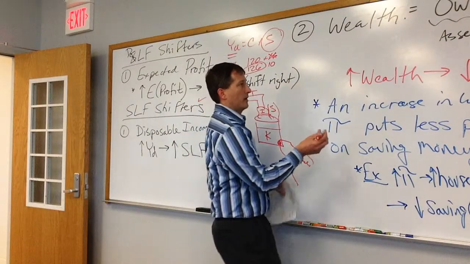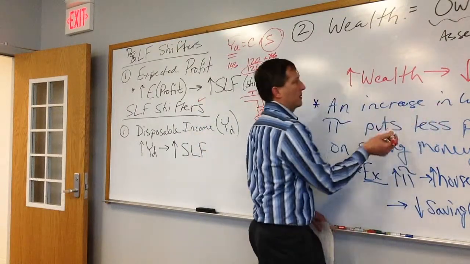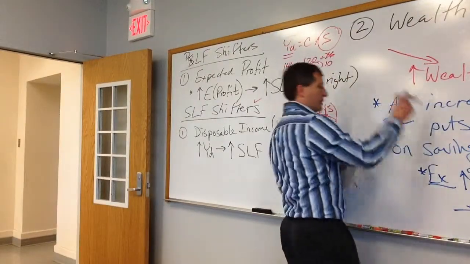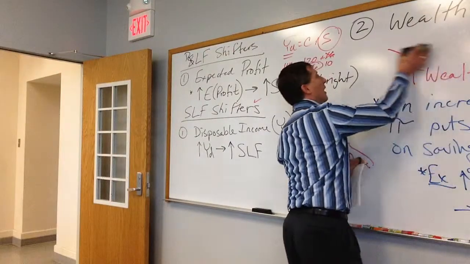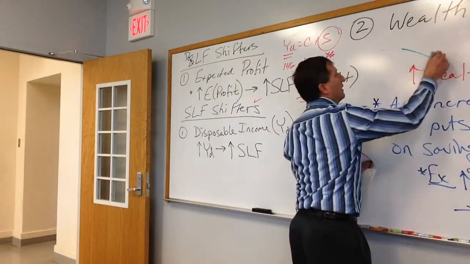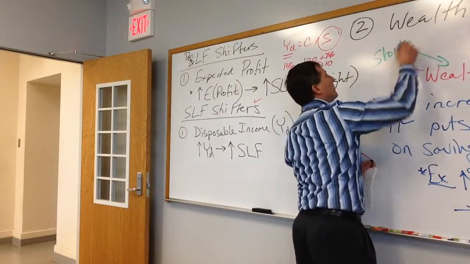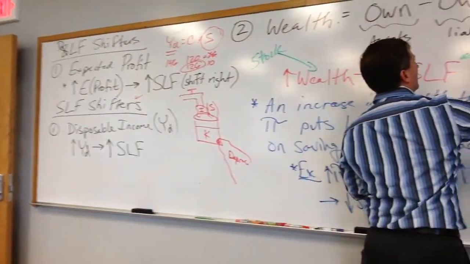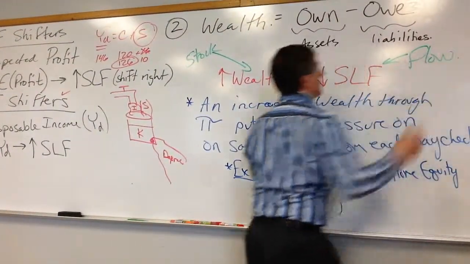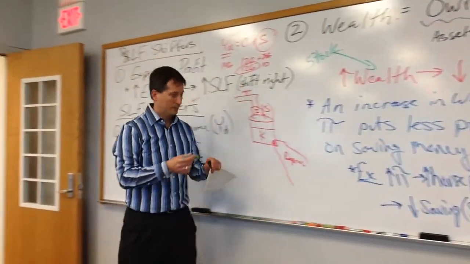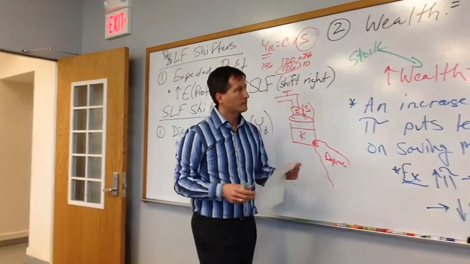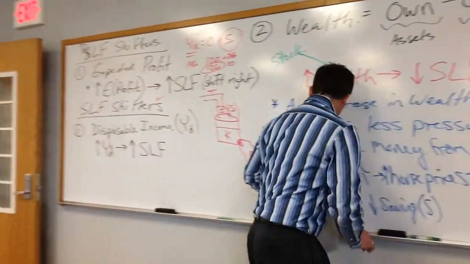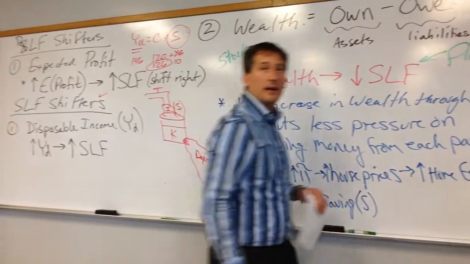And I guess one thing you might want to add in that we talked about is that the wealth again, maybe I should use the green would be appropriate for wealth. Our wealth is the stock variable, and our savings is the flow. Okay.